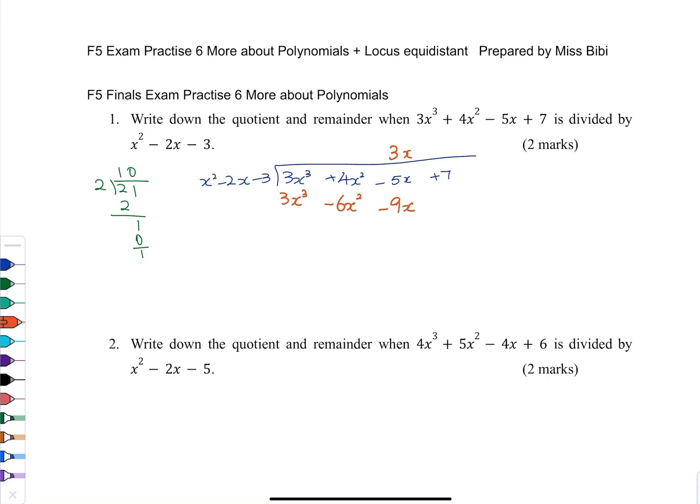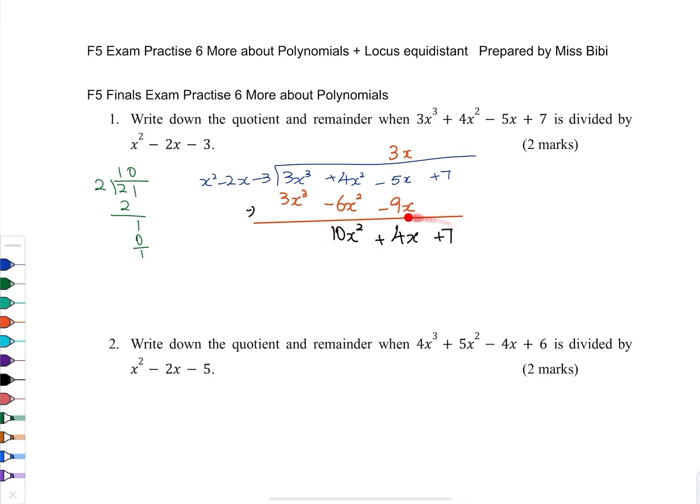Everything is done. Draw the line. And then there is a hidden minus every time. So 3 minus 3, done. 4 minus negative 6, you can get that as 10x squared. And then negative 5 minus 9, so you get negative 4x. And then 7 just lie down.